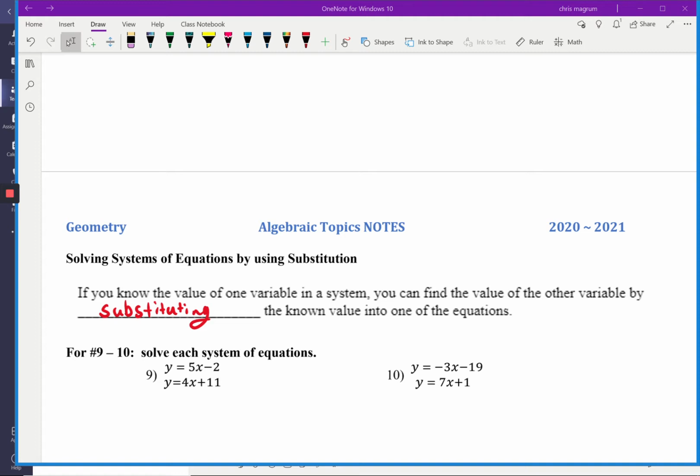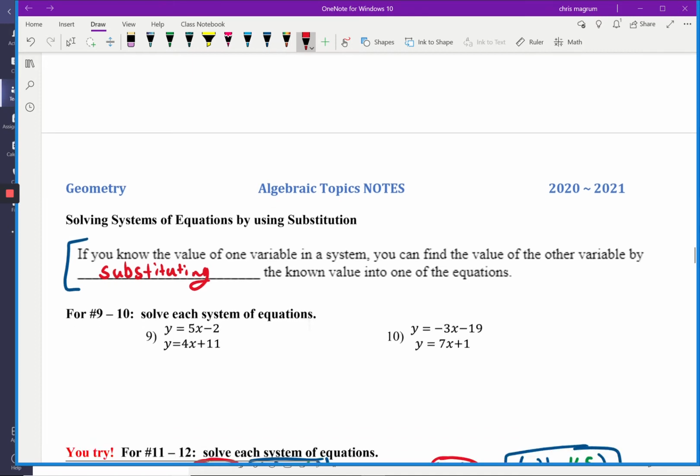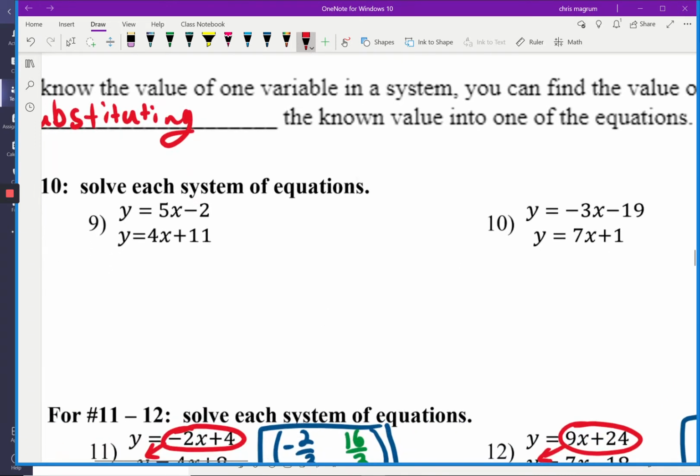So our first part here is going to be substitution. Again, I went ahead and copied and pasted something so that I didn't have to write all this out. From previous years, if you know the value of one variable in a system, you can find the value of the other variable by substituting the known value into one of the equations. And it doesn't just have to be a value, it can be an expression, such as what we're doing in examples 9 and 10.